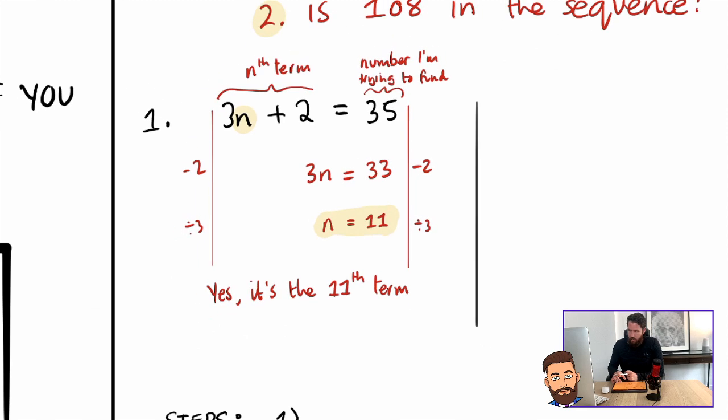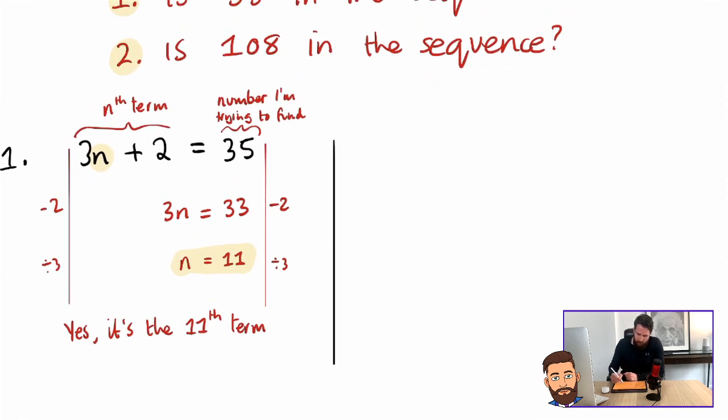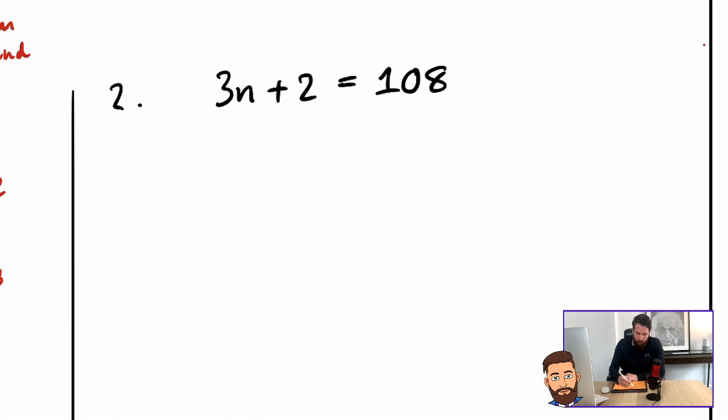So if we look at example 2 here, is 108 in the sequence? Well, it's the same sequence, so we can use the same nth term. So the nth term is 3n plus 2 equals 108. So I've made my equation. Now we can solve.